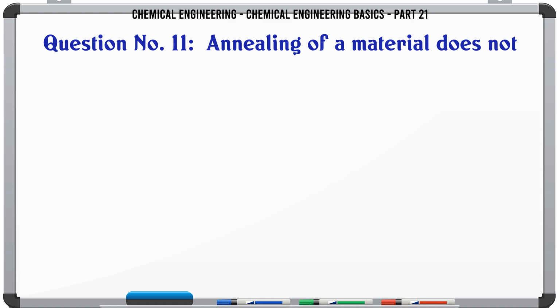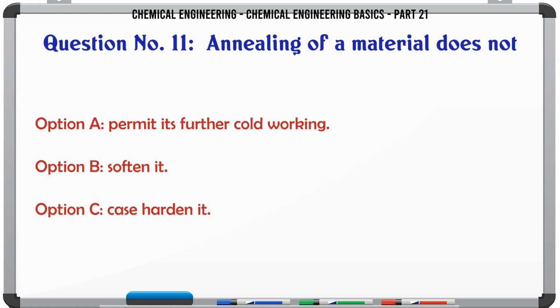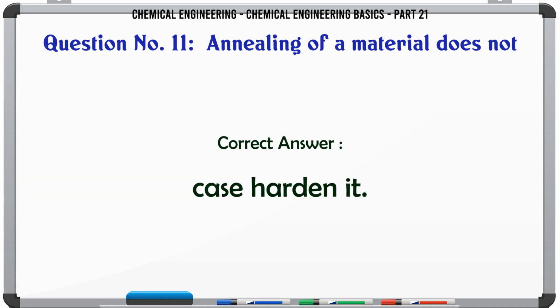Annealing of a material does not: A. permit its further cold working, B. soften it, C. case harden it, D. none of these. The correct answer is case harden it.